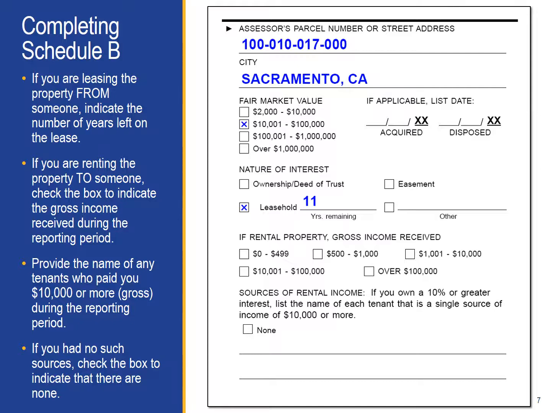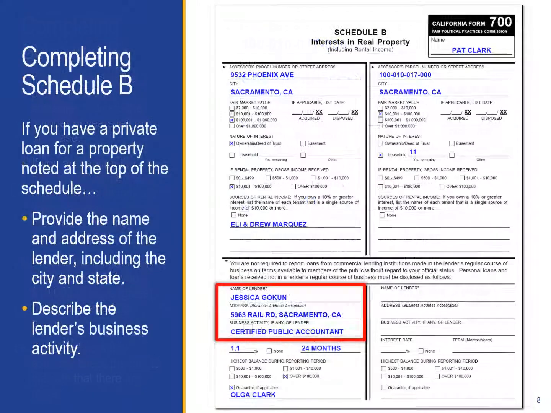If the time left on the lease is less than 1 year, disclose the number of months and indicate that you are recording months rather than years. Please note that you are not required to disclose a leasehold interest with a value of less than $2,000 or a month-to-month tenancy. Most filers will not have to complete the lender section of Schedule B because most loans on real property come through commercial lending institutions.